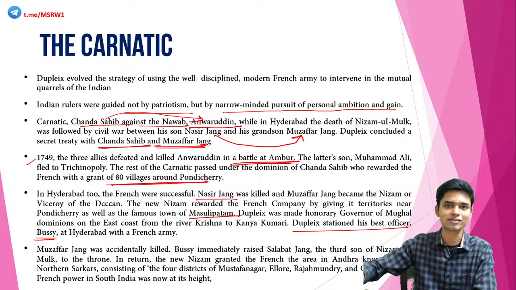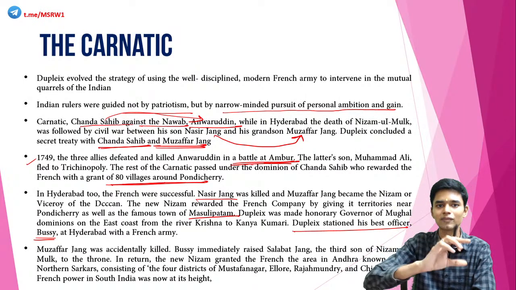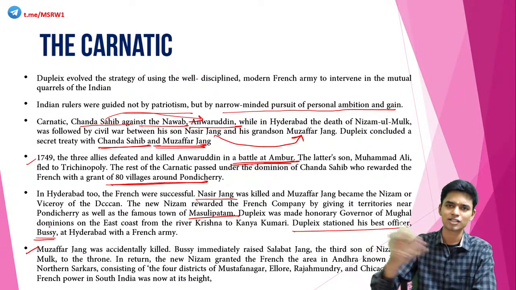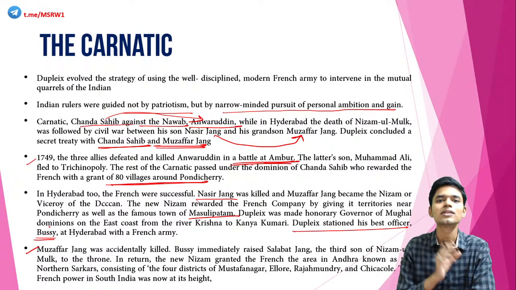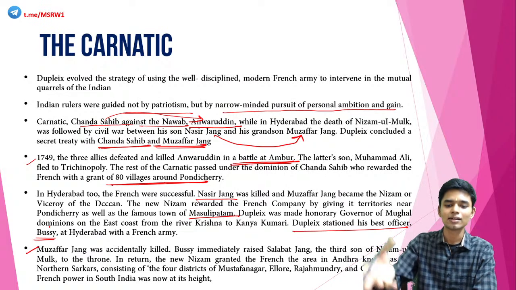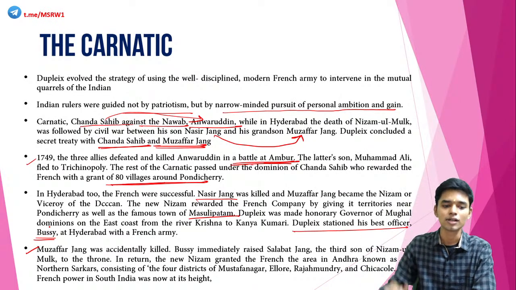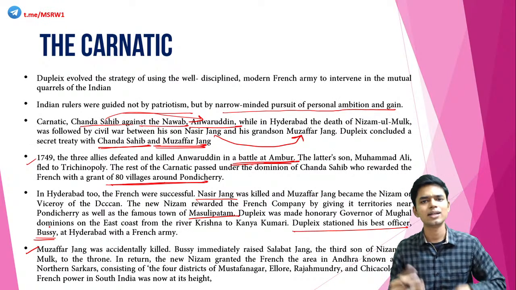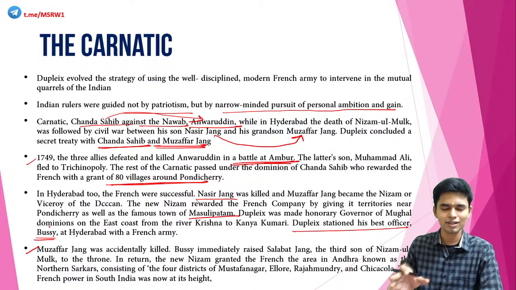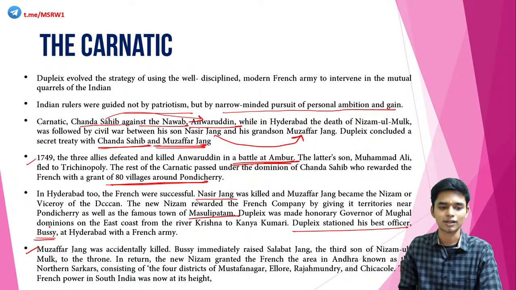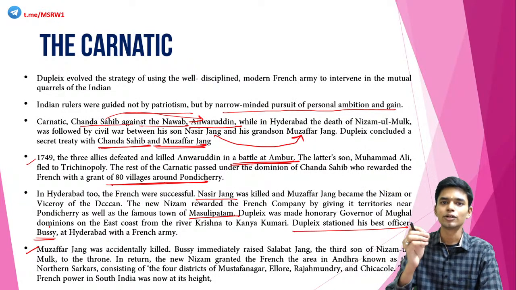Bassi was one of his trusted generals. He placed Bassi at Hyderabad along with a small French army. On his march back to Carnatic, Muzaffar Jang was accidentally killed. Muzaffar Jang was not assassinated or anything; it was an accident and he died. So what did Bassi, who was in the Hyderabad capital, do? He immediately raised the third son of Nizam ul Mulk, Salabat Jang, to the throne.